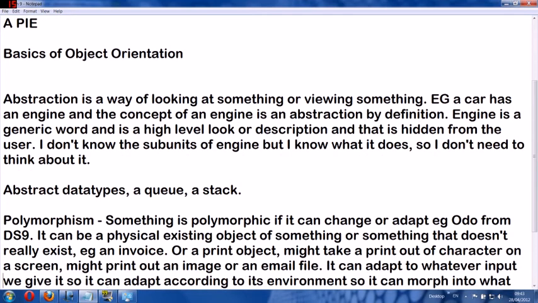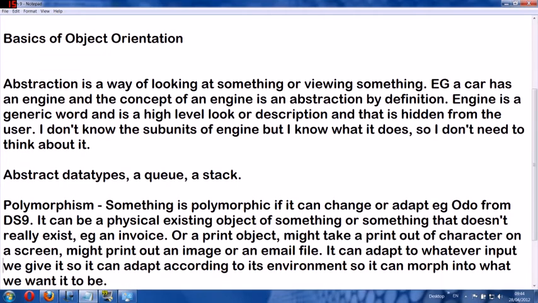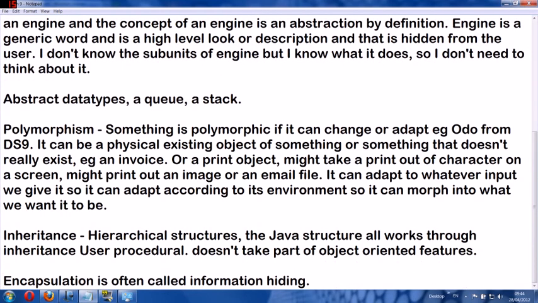Okay, polymorphism. Something is polymorphic if it can change or adapt. So for instance, Odo from Deep Space Nine is a shapeshifter. If there's a tiny crack in the wall and he needs to get through it, he wouldn't just walk straight in there because he'd be a massive bloke and the crack is tiny, so he would morph into some amorphous substance. Will I use that correctly? I will find out afterwards. So it can be a physically existing object or something that doesn't really exist, like an invoice or print object. It might print a character on a screen, or print out an image or an email file. It can adapt to whatever input we give it, according to its environment, so it can morph into whatever we want it to be.